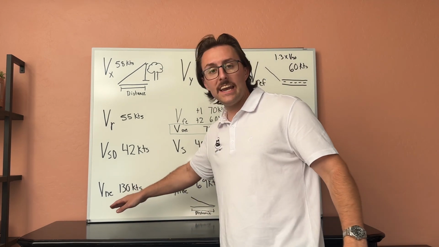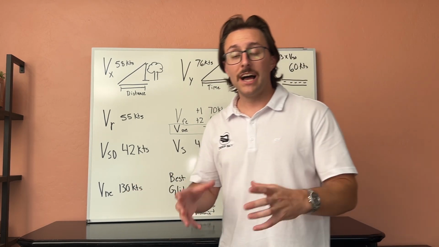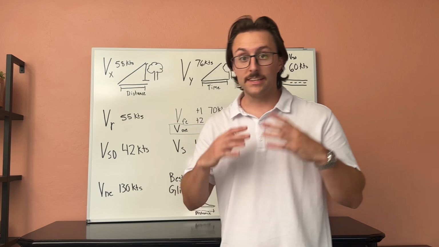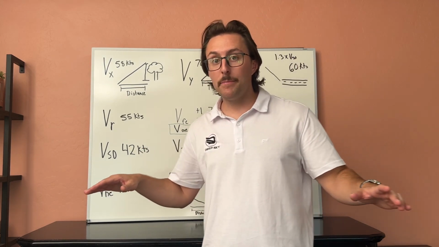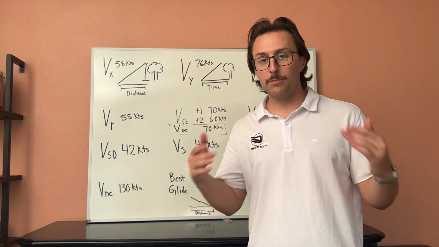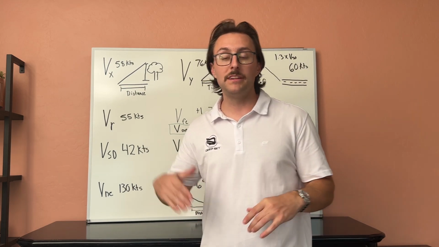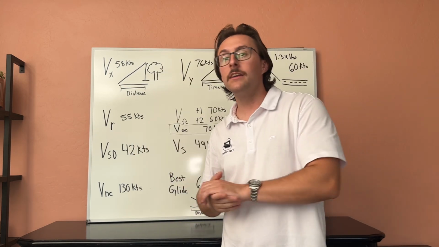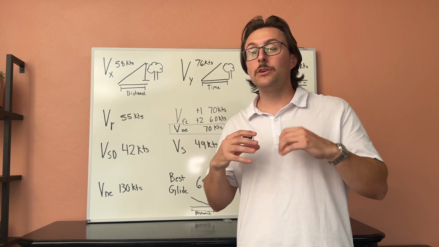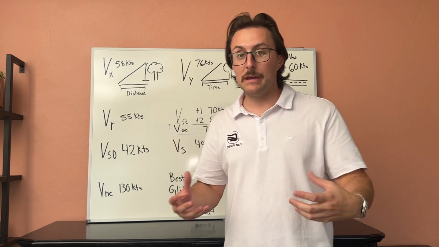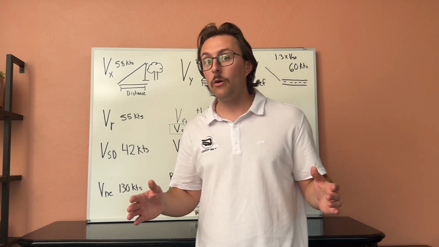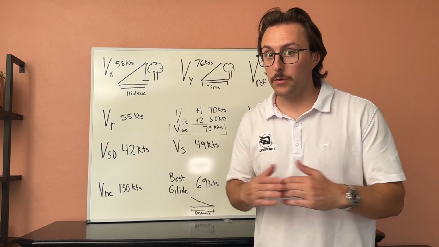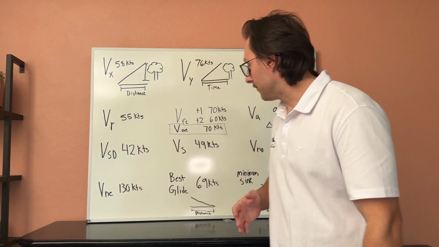Next is VNE. That is your velocity never exceed, and it's exactly what it sounds like. It is the speed at which you don't ever fly past, whether you're in a dive, and that's probably the only way you'll ever be able to get to that speed in this aircraft. But you don't ever want to do that, because that's where you can start to get structural damage and the aircraft can fall apart. And although we have a parachute, we don't want to find out what happens when we pass VNE. We really don't.